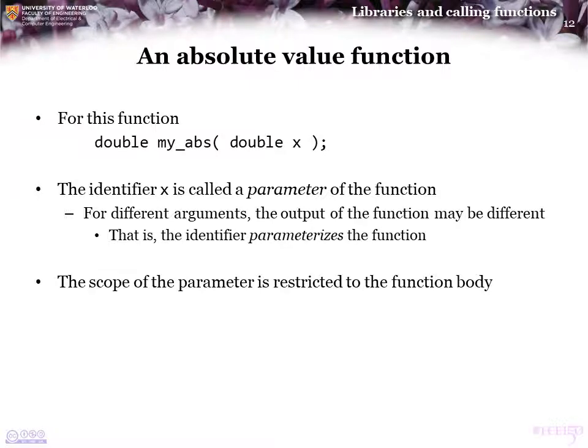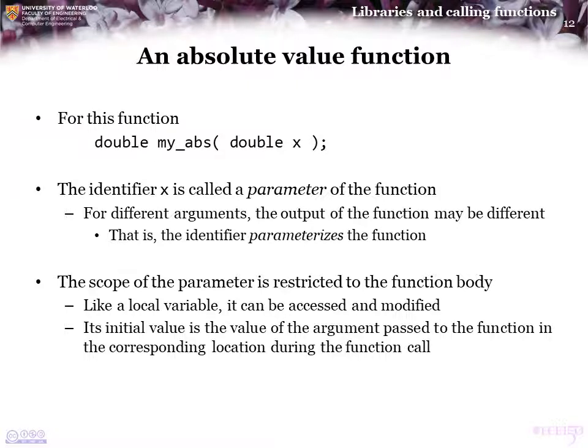The scope of any parameter is restricted to the function body. So it's essentially like a local variable, the scope of which is the entire function body. x can be accessed and modified within the function body at any point. The initialized value of the parameter is the value of the argument that is passed in the corresponding function call.